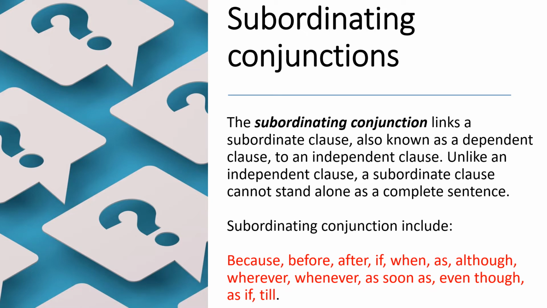Subordinating conjunctions. The subordinating conjunction links a subordinate clause, also known as a dependent clause, to an independent clause. Unlike an independent clause, a subordinate clause cannot stand alone as a complete sentence. Examples of subordinating conjunctions are because, before, after, if, when, as, although, wherever, whenever, as soon as, even though, as if, till.